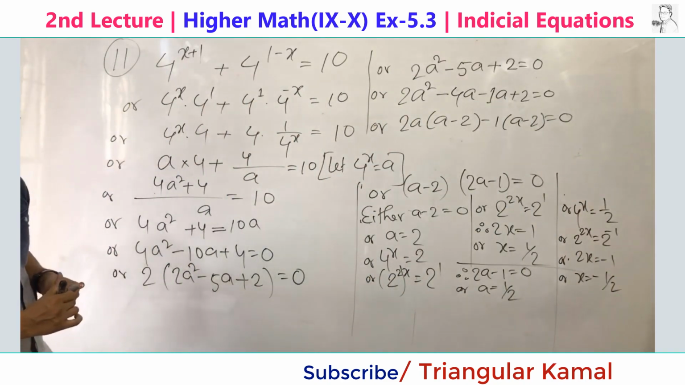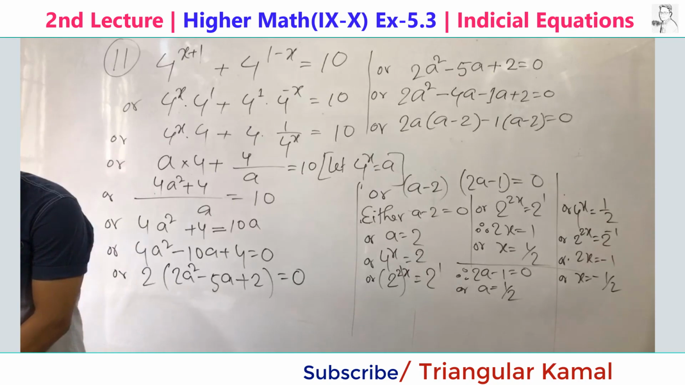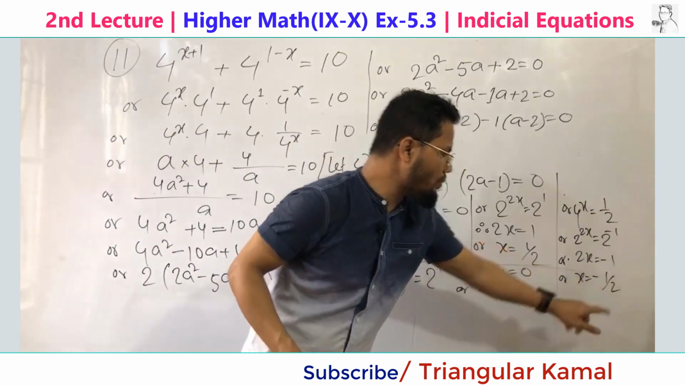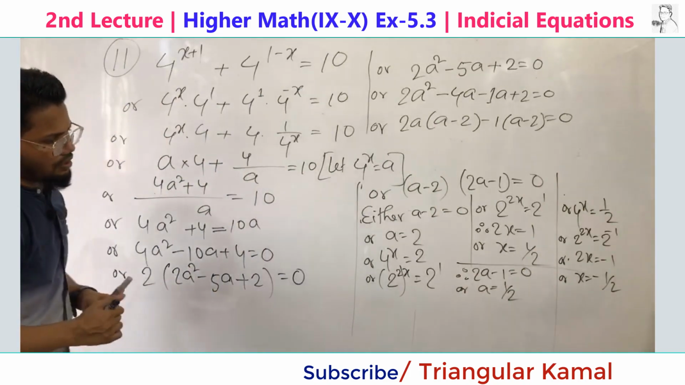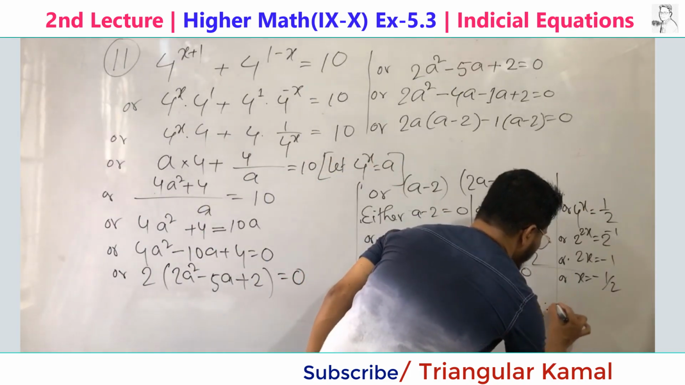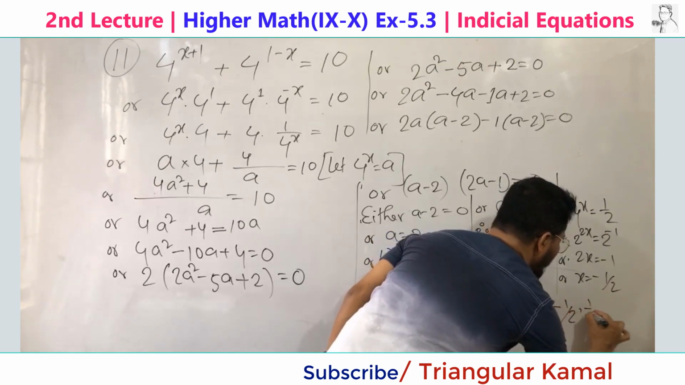So the first one is x equals half, and the second one is minus half. This is both our answer, the required solution: x equals minus half and x equals half. So this is the last line, you can write the answer minus 1 by 2, 1 by 2.